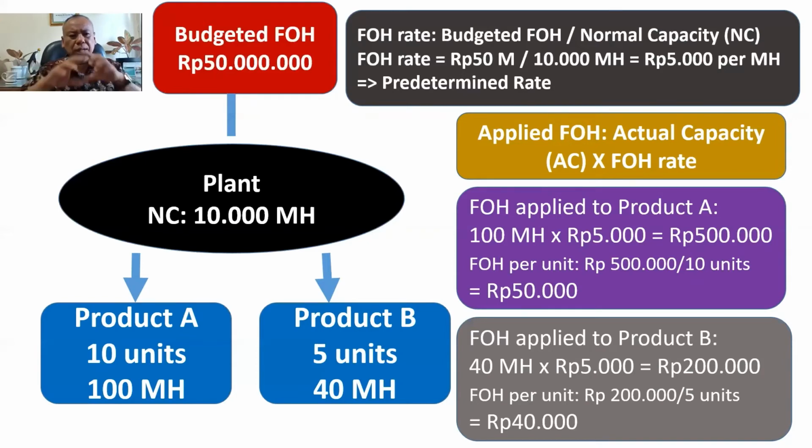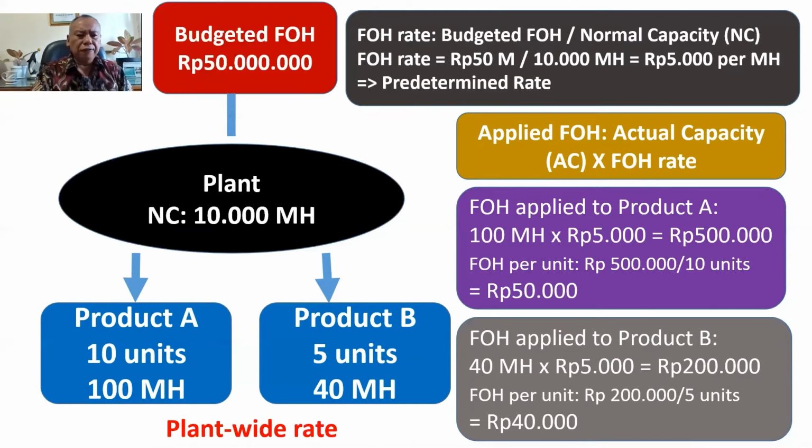This is the way to assign the factory overhead cost to each kind of product if we are using the plant as a cost pool. In this case, we call it plant wide rate, because for the plant as a whole, we calculate the factory overhead rate for the plant as a whole. So we call it plant wide rate.